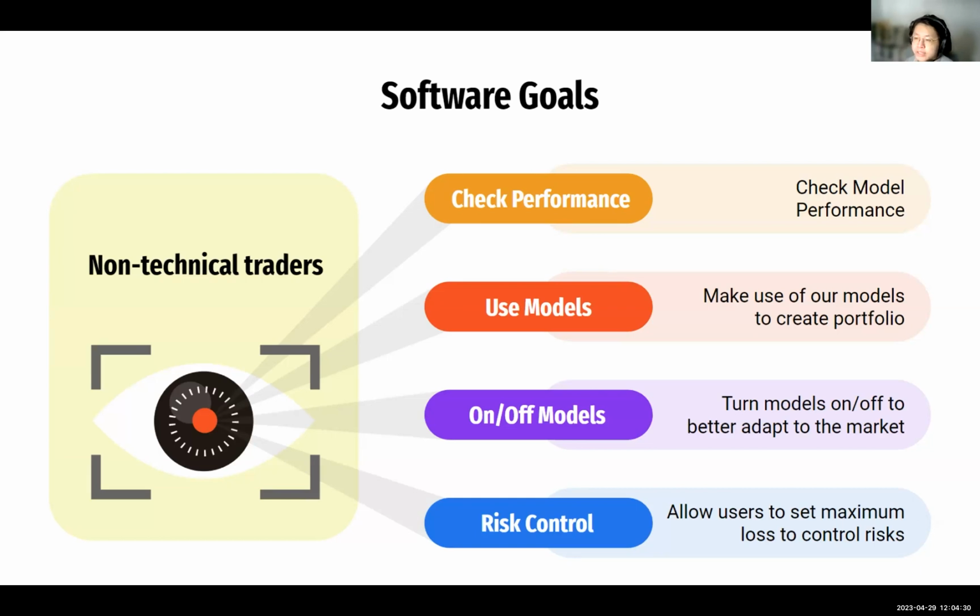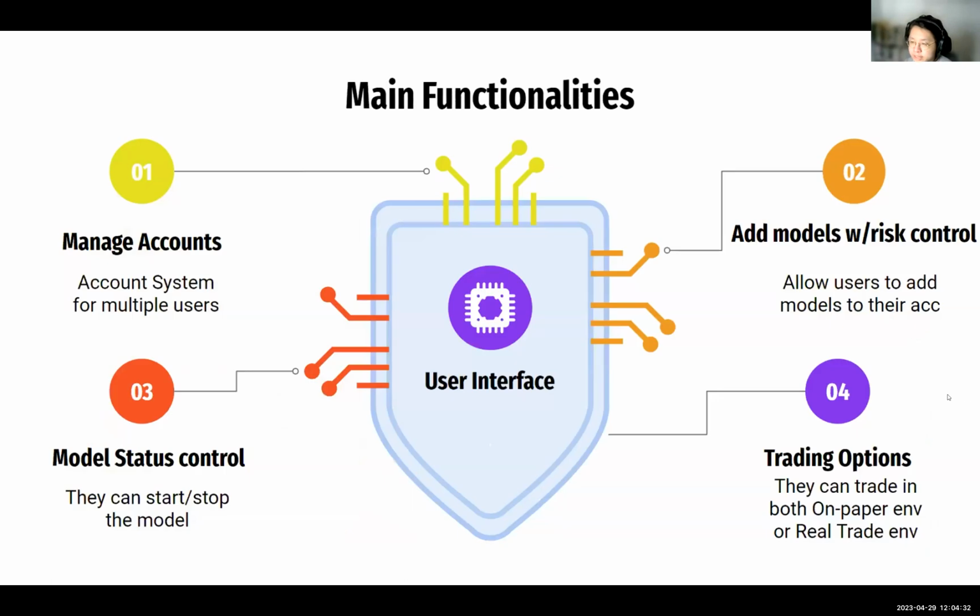And to conclude, our system provides four main functionalities. First of all, you can register and log in as different users. Second, you can add or delete models from your user account with risk control. Third, you can start or stop the model from time to time. Fourth, you can trade in two different environments: a paper trading environment or a real-life trading environment.